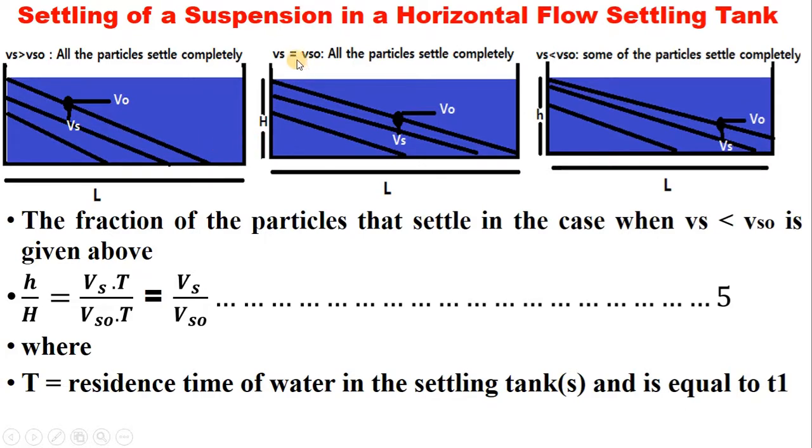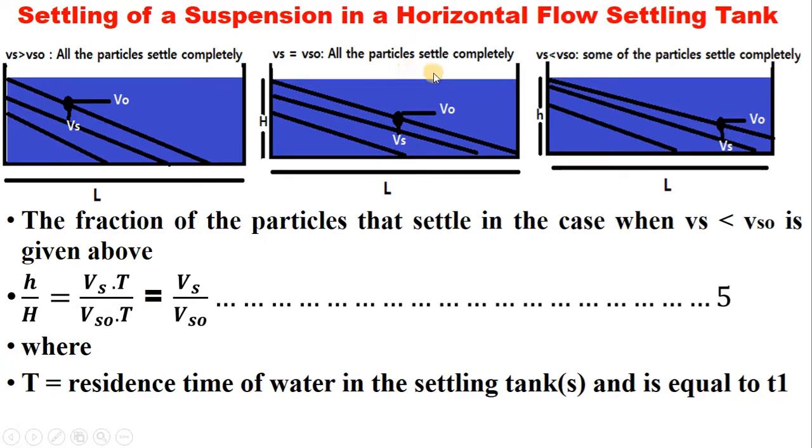At the same time, if the surface loading velocity is equal to the settling velocity, all the particles settle completely. The reason is that you can see all of them are settled before getting to this part. You can see it's settled at the point of critical velocity, which still indicates that all the particles were completely settled.